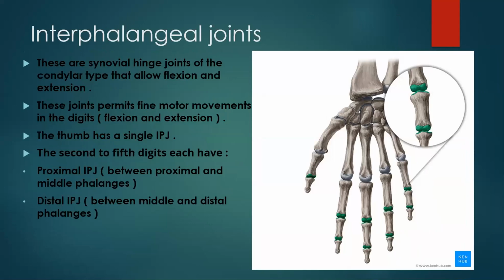Interphalangeal joints. These are synovial hinge joints of the condylar type that allow flexion and extension. These joints permit fine motor movements in the digits. The thumb has a single interphalangeal joint. The 2nd to 5th digits each have a proximal interphalangeal joint between the proximal and the middle phalanges, and a distal interphalangeal joint between the middle and distal phalanges.